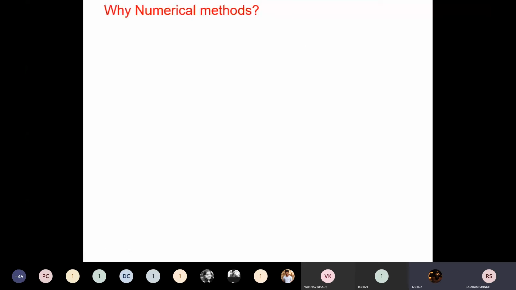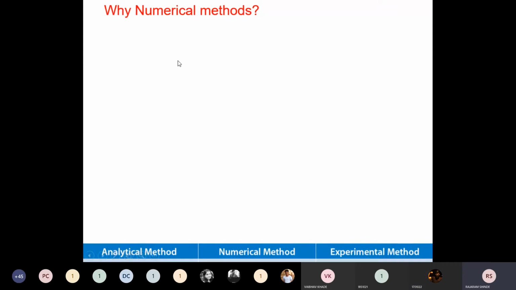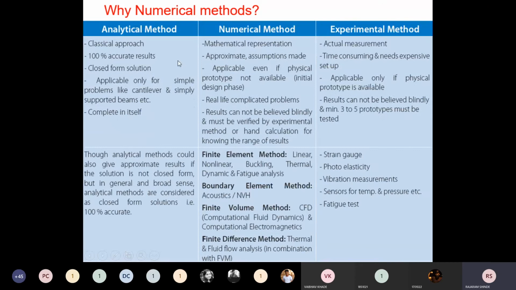Then if these are the methods, why do we have to go for the numerical method? I will explain that. This will give the comparison between the three methods: analytical method, numerical method, and experimental method. I will start from the analytical method. The analytical method is a classical approach.